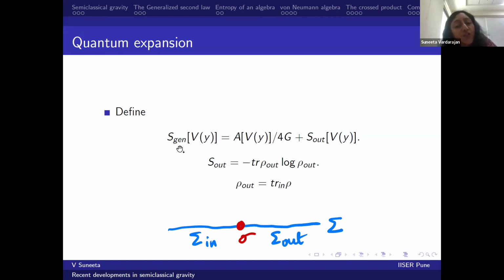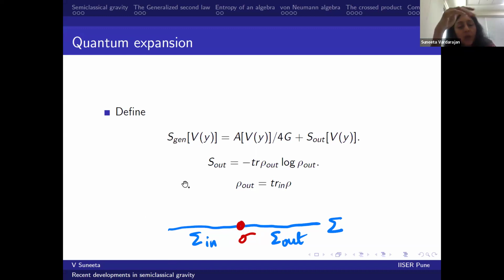So S gen is equal to area by 4G plus S out, where area by 4G is the area of this surface sigma. S out is minus trace rho out log rho out, where I find rho out by tracing over the in degrees of freedom. That is, tracing on the left-hand side. Now, this is my definition.